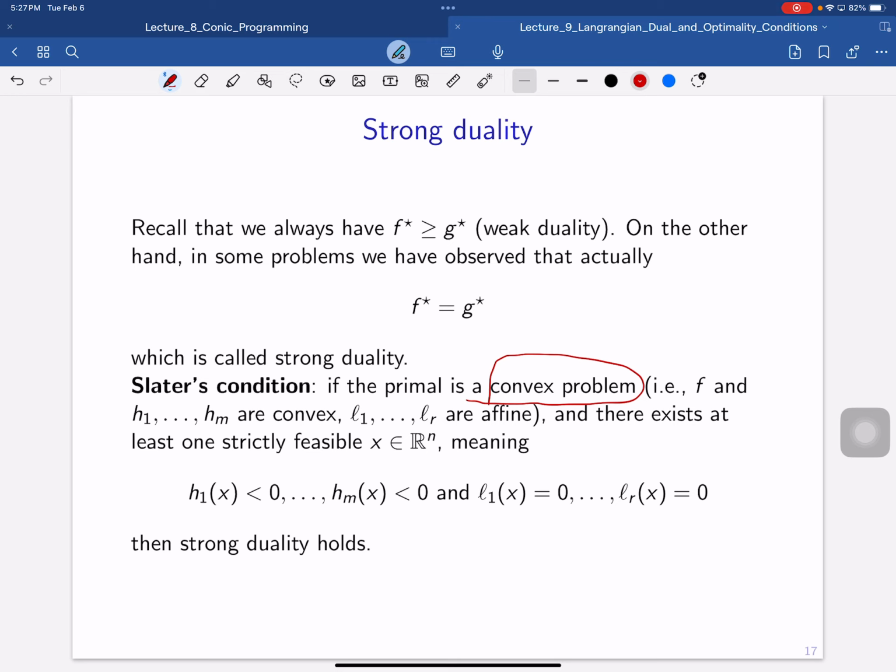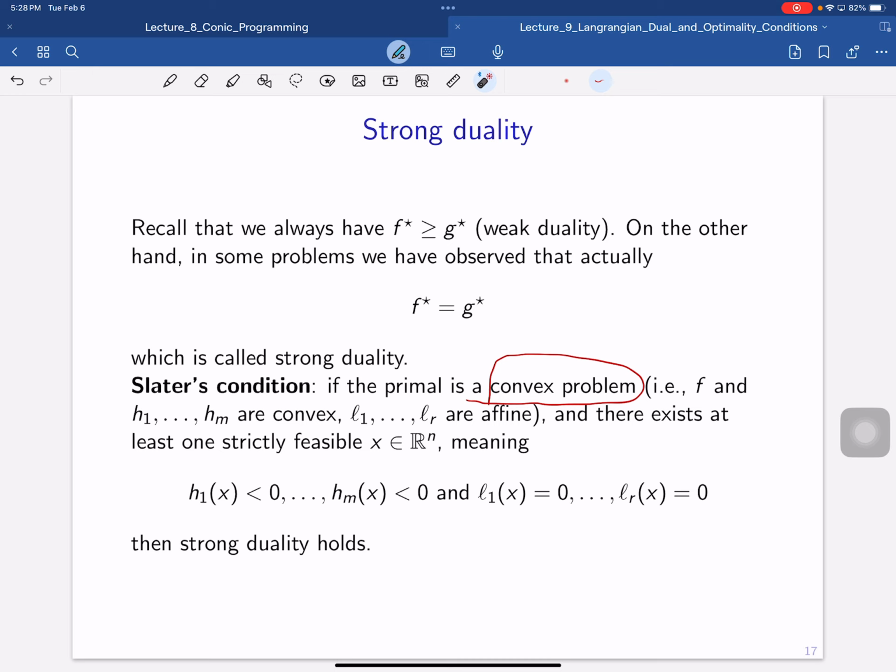Then you show that the primal problem has to be polynomial solvable in order to have strong duality. That's a way of thinking about that in terms of computational complexity. So we see that the primal is a convex problem. In other words, the function f and h, the inequality constraints, are all convex, and the equality constraints are all linear, right, in order for the problem to be convex.